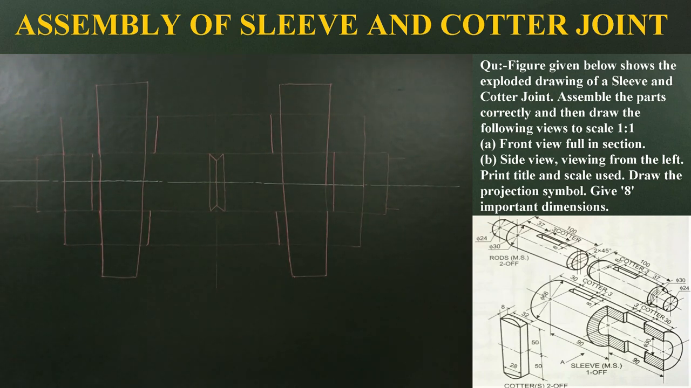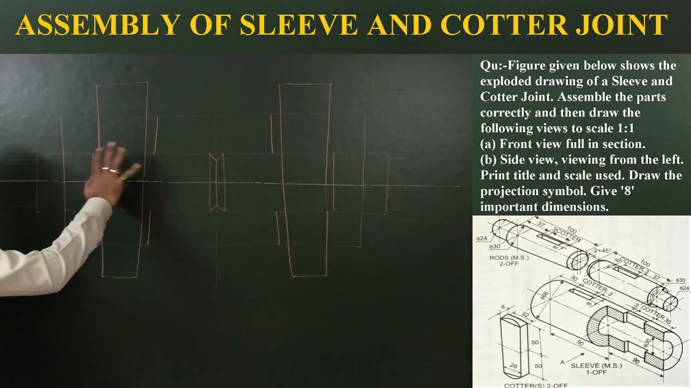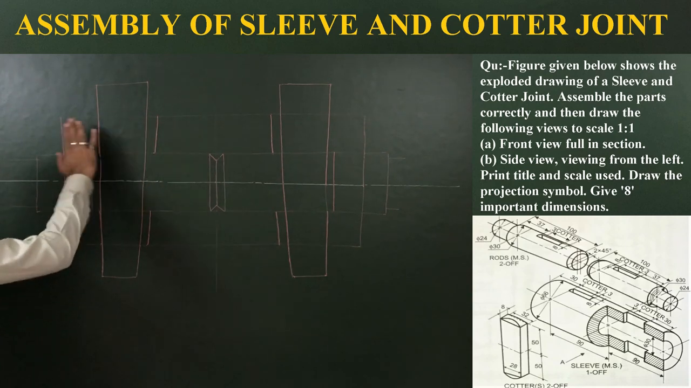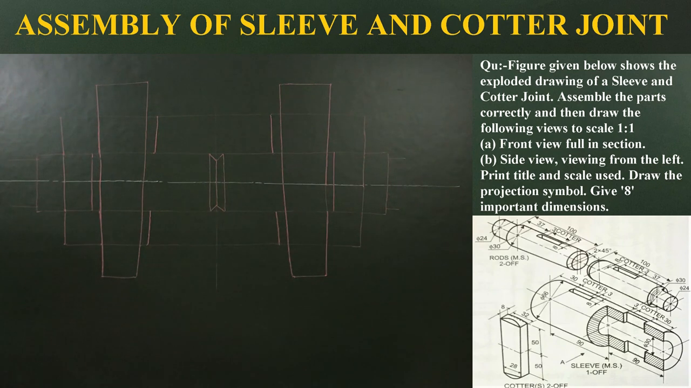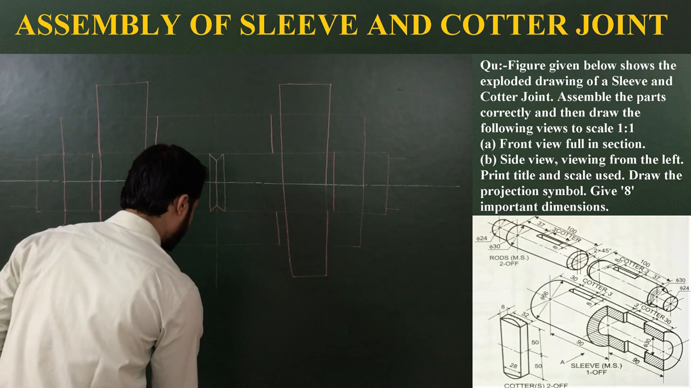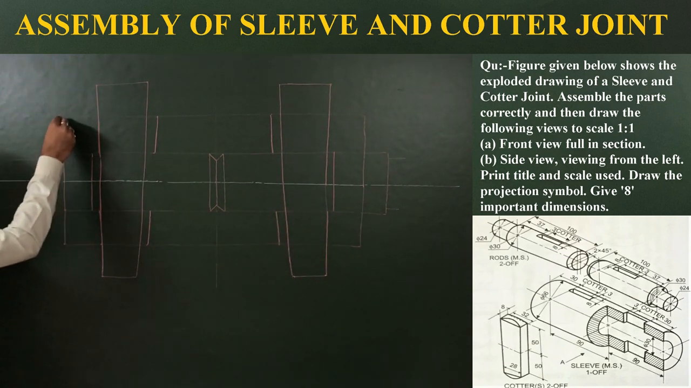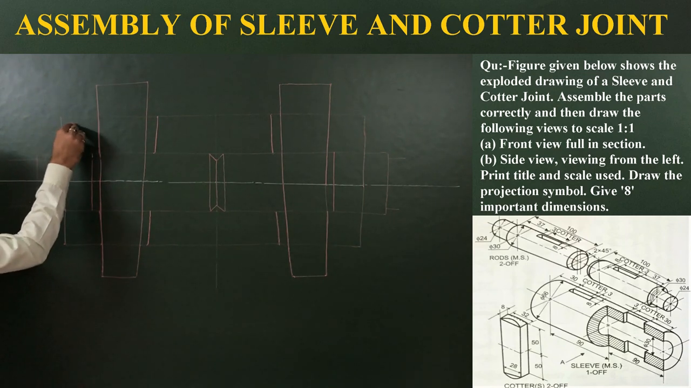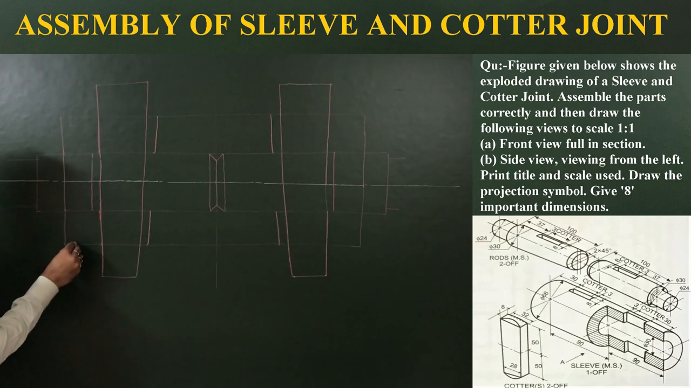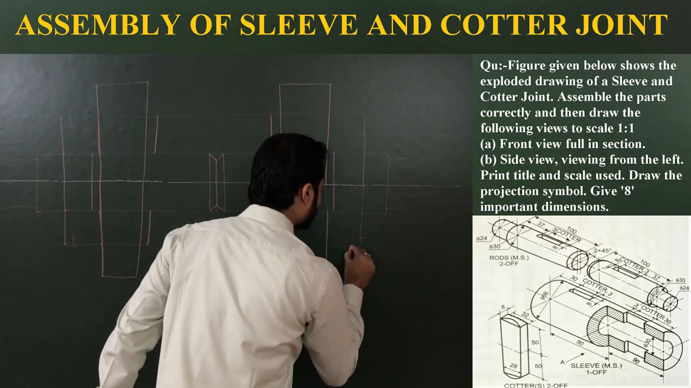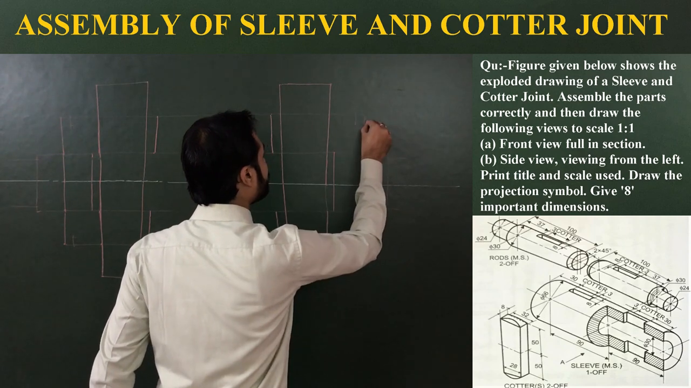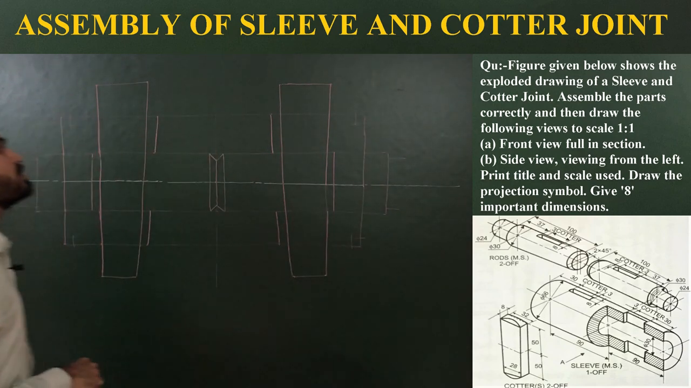Now the rough structure is ready, and we are required to show its front view, full in section. Full in section means sectional front view for upper and lower part. Now in this problem, the fillet radius is also missing, so we'll assume a suitable fillet radius, say 5 mm. So for all corners, 5, 5, this is the center. From the corner, 5, 5, this is the center. So these are 4 centers.